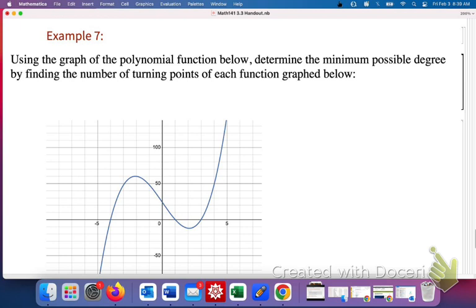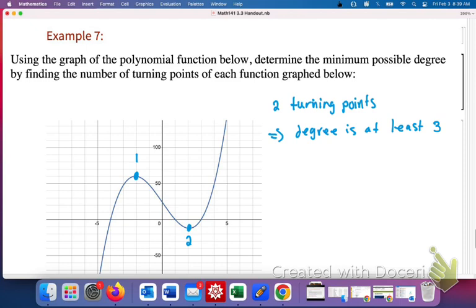So here in example 7, in the first graph, we'll notice that there are 2 turning points. Now there's actually 3 x-intercepts. Okay, but if there's 2 turning points, what that means is that the degree is at least going to be 1 more than that. The degree is at least 3.